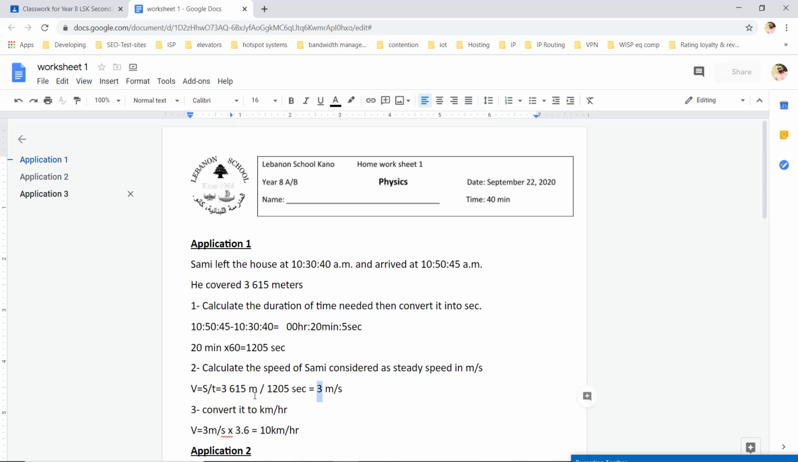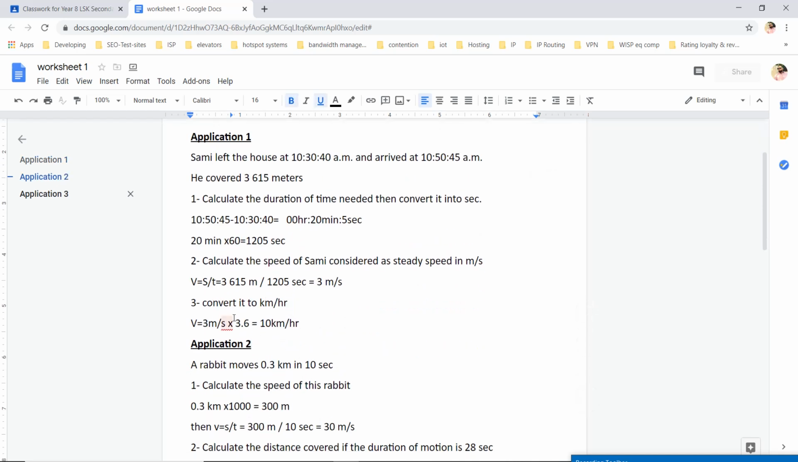3,615 meters divided by 1,205 seconds is equal to approximately 3 meters per second. So I will repeat. v is equal to distance divided by time. You remove the distance and put its value, which is 3,615. You remove the time t and put its value, which is 1,205 seconds, and you do the calculation. It's equal to 3 meters per second.